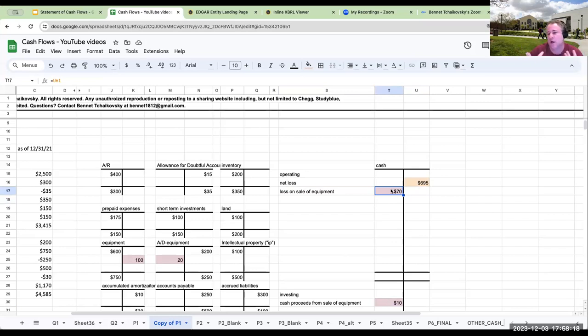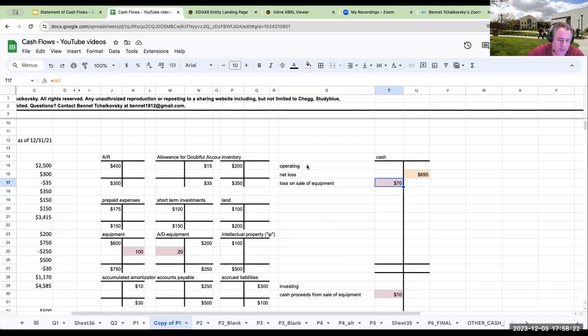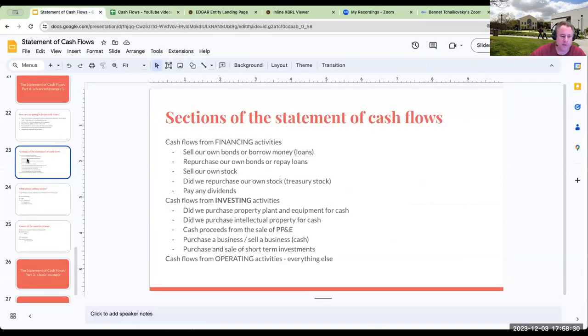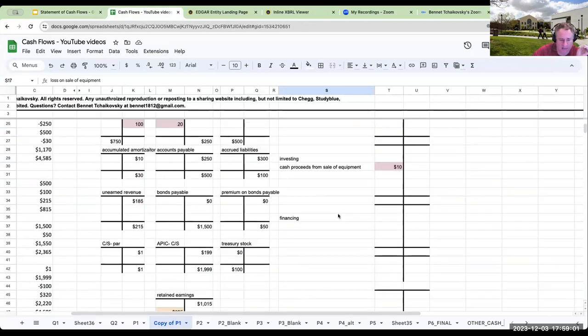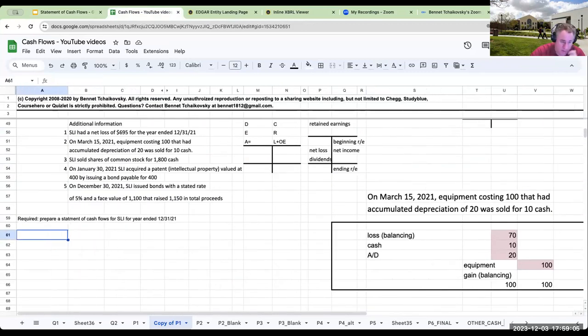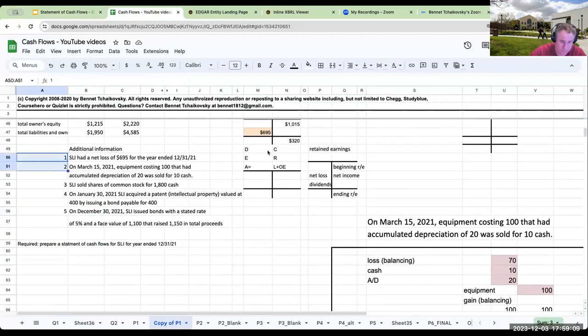Just understand that the loss is going to be added back in the operating section. Cash proceeds go in investing. Loss or gain on the sale of equipment goes into the operating section, right? Okay, so over here, again, very, very important for this particular question. You're going to see a bunch of these on your exam if you're taking my class. Good times at Morongo. Okay, so we've dealt with the net loss, and we've dealt with the sale of equipment.